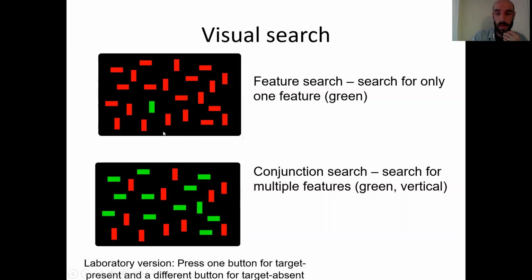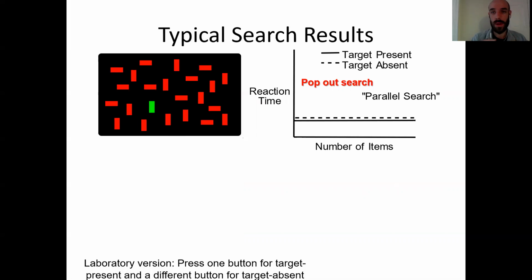I can plot that reaction time in relationship to how many items I have on this screen, or how many distractors I add, right? So I could only have 2 items. One is the target and one is a distractor. And then I can add more and more and more distractors to that and see how that affects the reaction time. So this is what we find.